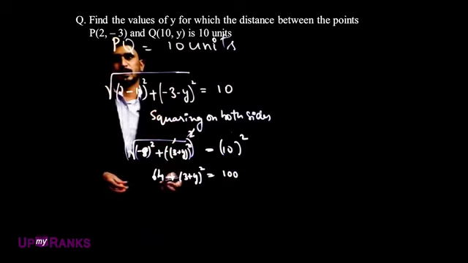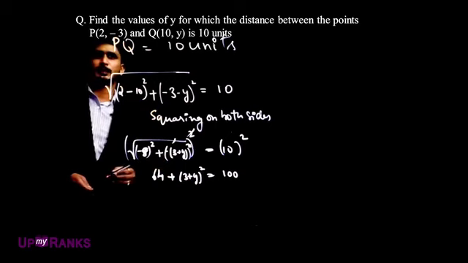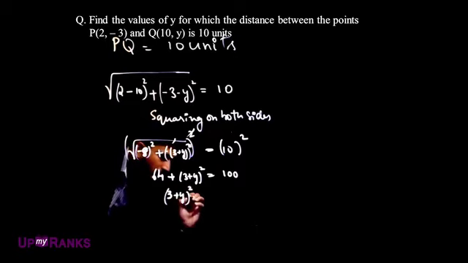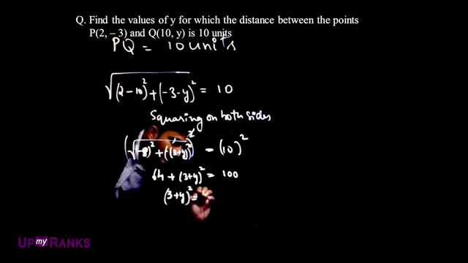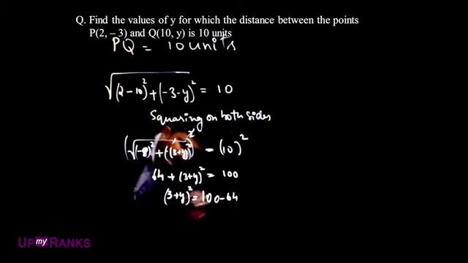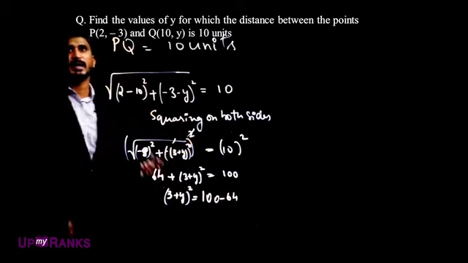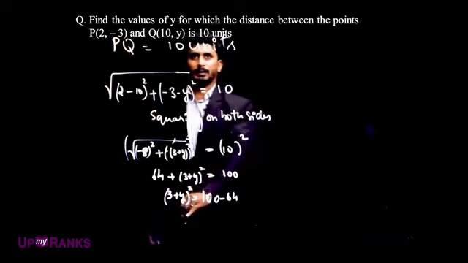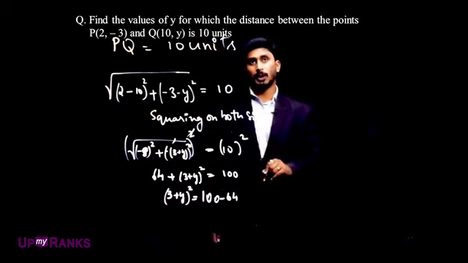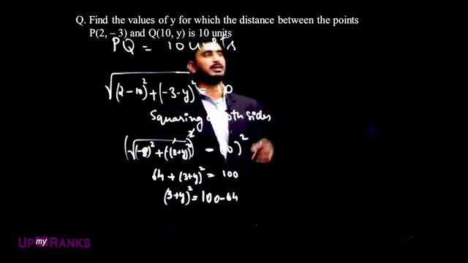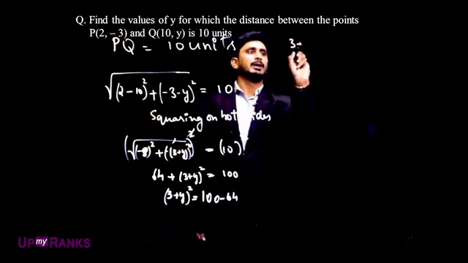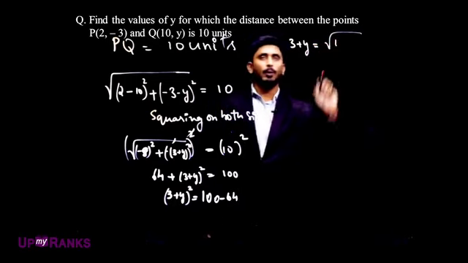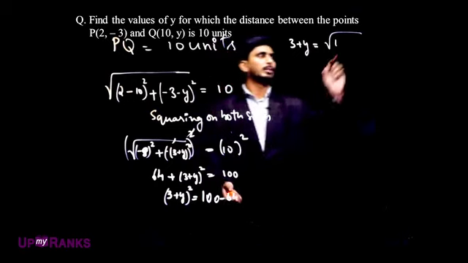Now I will simplify this one. So when I simplify, you can see that I can write (3 plus y) whole square is equal to 100 minus 64. I just transferred 64 to the other side, which becomes minus 64. Now I will remove the square. If I take the square root on both the sides, I get 3 plus y equal to the square root of 100 minus 64. What is 100 minus 64? Which is nothing but 36.